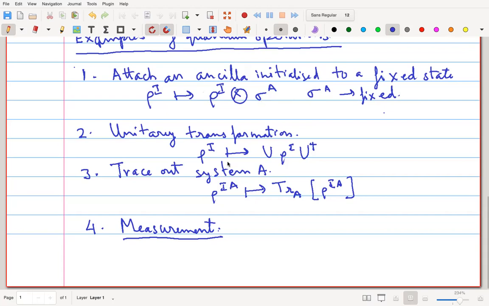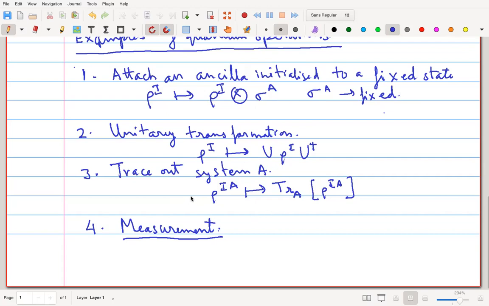Unitary transformation is the complicated one. Unitary transformation in a real lab would mean you apply maybe some microwave pulses or lasers, or some electric and magnetic fields. This is how you implement the unitary transformation. So the mathematical description of a unitary transformation corresponds physically to some microwave pulses or lasers and light.